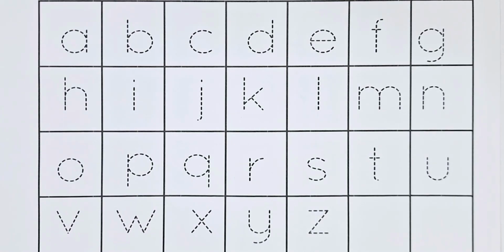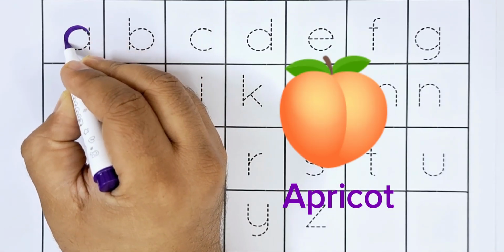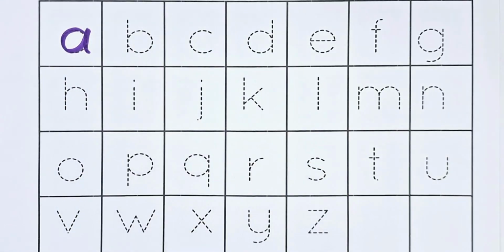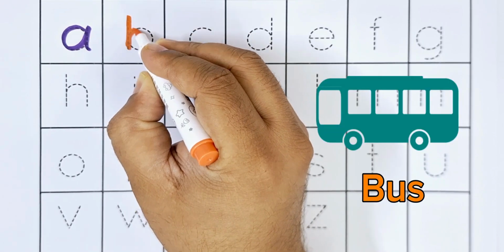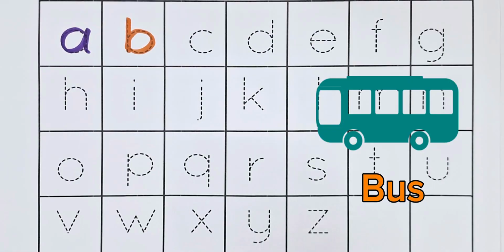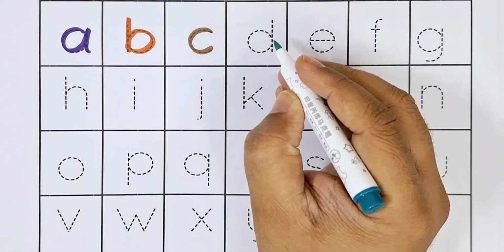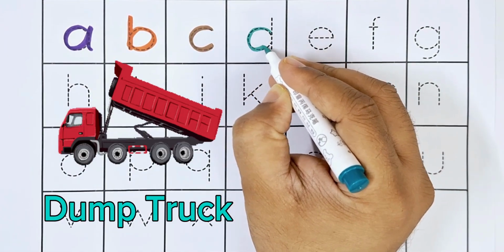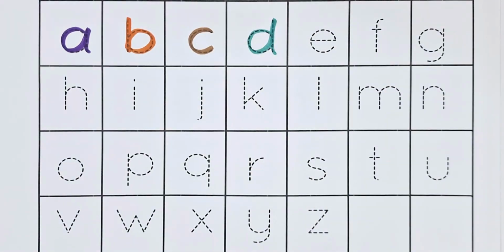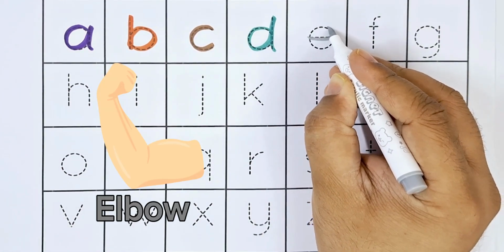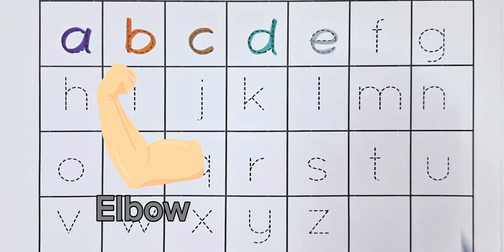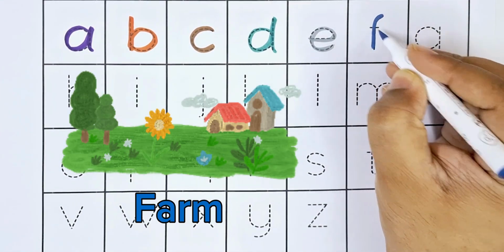Let's learn the small case alphabets from A to Z. Let's begin. A is for apricot. B is for bus. C is for cart. D is for dump truck. E is for elbow. F is for farm.